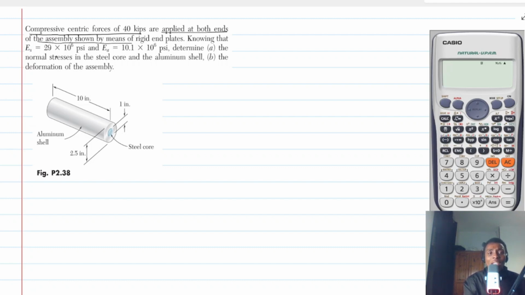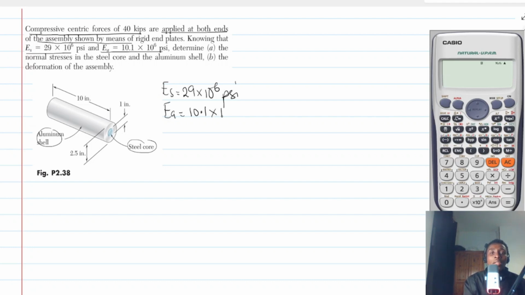Now, knowing that ES is for the steel and EA is for the aluminum, so we have an aluminum shell and then we have a steel core. So these are the values. The S here represents the steel, and the A represents the aluminum.